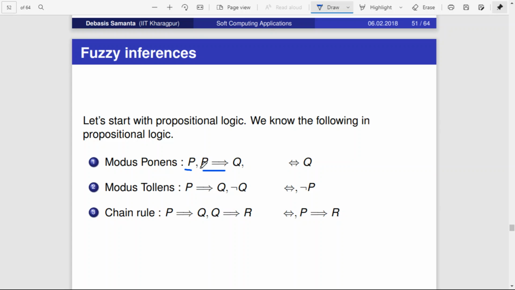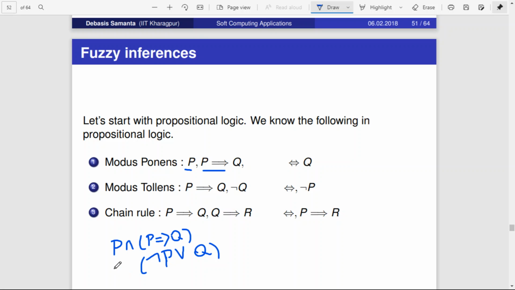How? In the sense P. So you have two rules. One is P, the other one is P implies Q. So this can be written as P and P implies Q. Now you know that P implies Q can be written in a different way. P implies Q we can write as not P or Q. So P implies Q can be written as not P or Q.